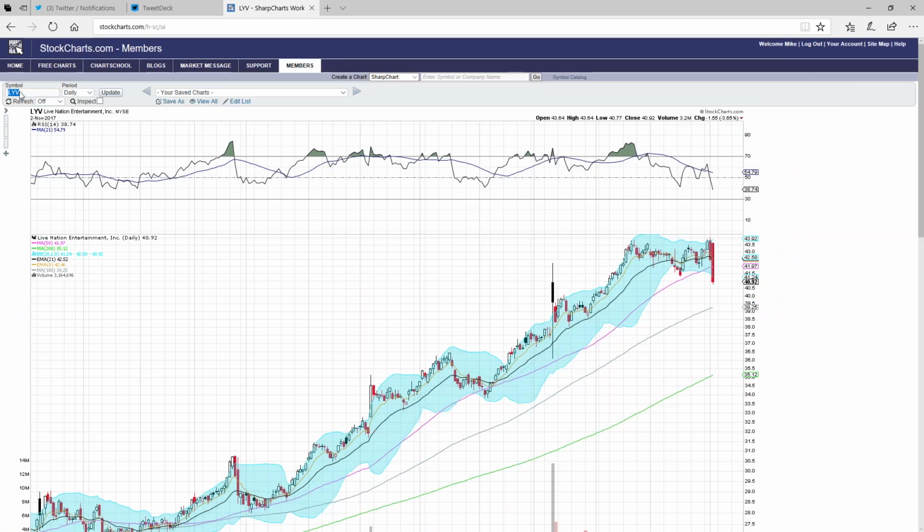Don't like the chart here, that's for sure, from a long. From a short, I think it can go lower. It's out of the Bollinger Bands. It may take a day or two, may consolidate a bit first before it goes.